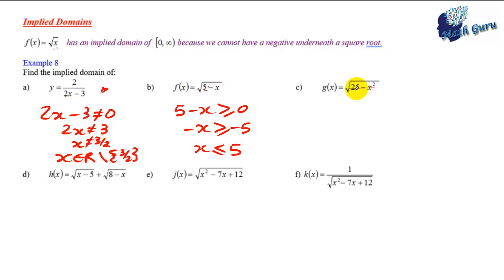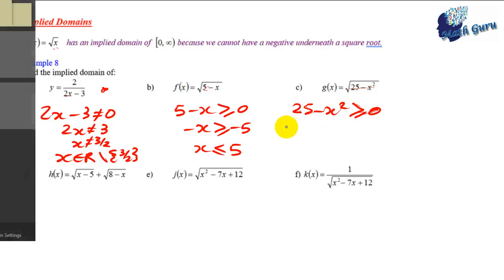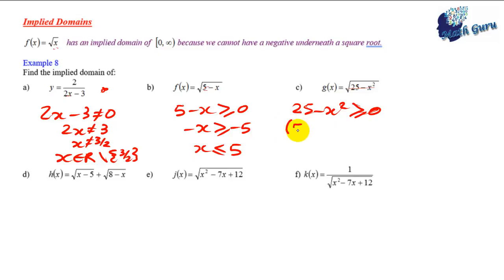Okay, we've got another square root here. This time it's a parabola. So I say 25 minus x squared has to be greater than or equal to 0. However, we know when we've got a parabola, you need to graph it. So 5 plus x, 5 minus x, greater than or equal to 0.